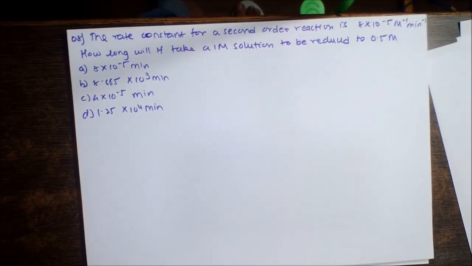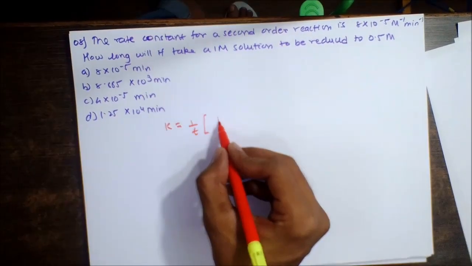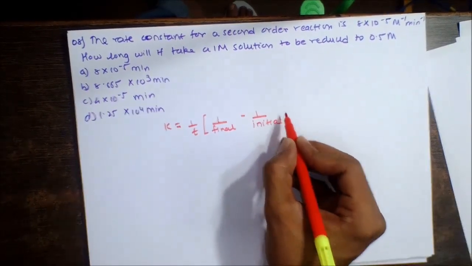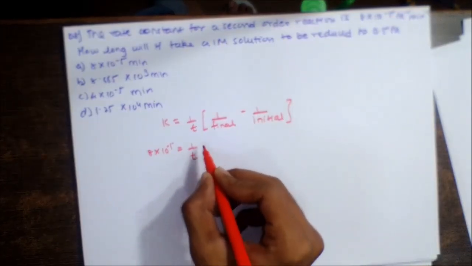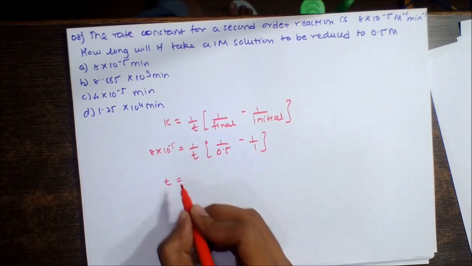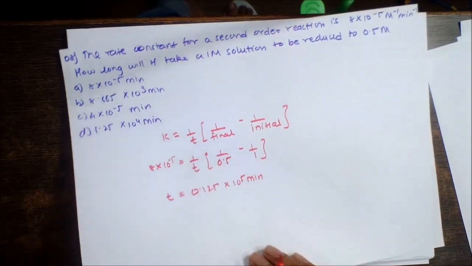Question 8. The rate constant for a second order reaction is 8 into 10 raised to minus 5 per mole per minute. How long will it take for a 1 molar solution to be reduced to 0.5 molar? Now for a second order reaction, K equals 1 upon T into (1 upon final concentration minus 1 upon initial concentration), so 8 into 10 raised to minus 5 equals 1 upon T into (1 upon 0.5 minus 1 upon 1). So from here, time would be equal to 0.125 into 10 raised to 5 minutes.